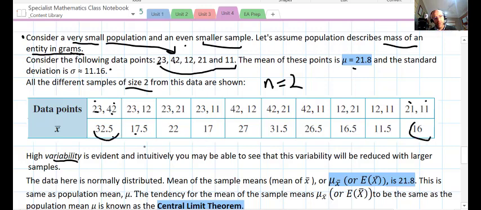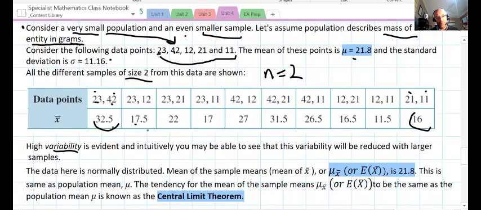Okay, so we've got high variability, haven't we? High variability is evident there because the sample means, remember, described by x bar, jump around quite a bit, don't they? It varies quite a lot. It's 32.5 there, 17.5 there, and so on. High variability is evident, and it could be intuitive for you to see that we are likely to get high variability with only 2 in the sample.